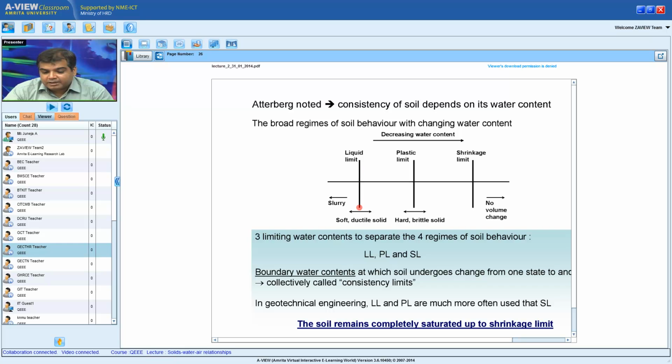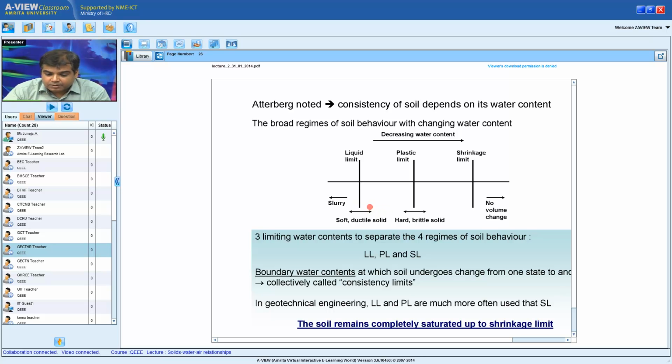To give you an idea of this range, let's look at the strength of the soil on this boundary. Remember we spoke about strength on the previous slide. The strength on this line is around 1 to 2 kilopascal. It's nearly 0, 1 to 2 kilopascal. It's impossible to measure using conventional laboratory equipment.